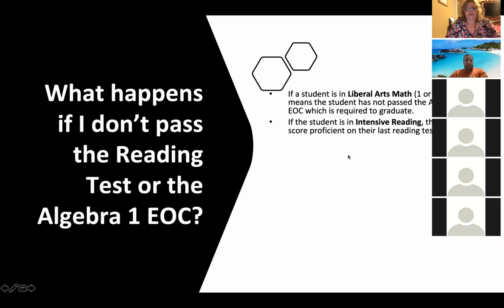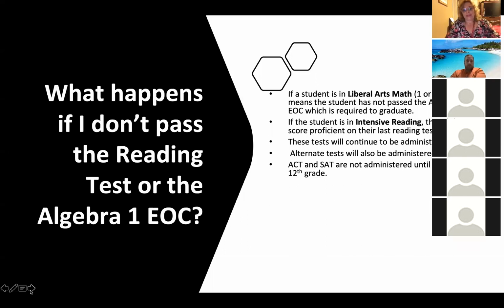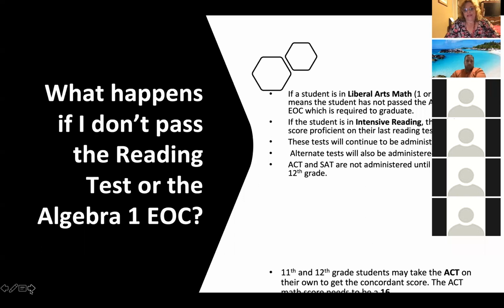And then if your reading score is below a 3, since 3 is proficient. If you score a 1 or a 2, we're going to place you in intensive reading, and we're doing that to make sure that we're addressing any deficits that you have in reading. And the test will continue to be administered. And then once you get into 11th and 12th grade, that's when we start using the ACT and the SAT as a concordance score. But in the meantime, you have the PSAT.